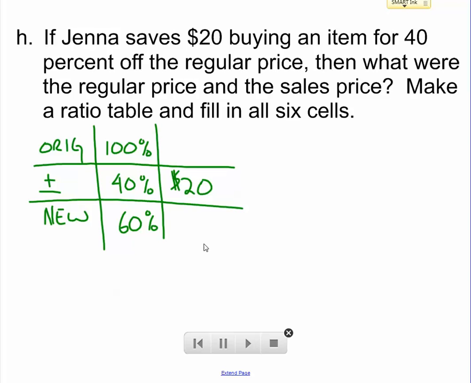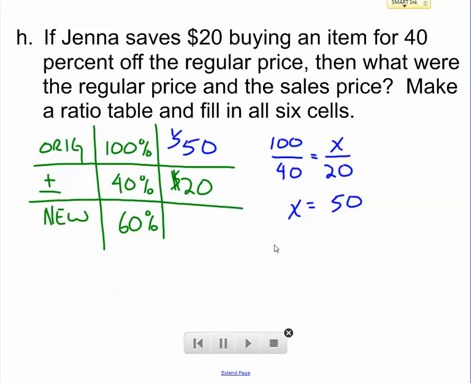So now we're going to try and find the original. And we're going to do that by doing 100 over 40 equals x over 20. I could have just done 10 over 4 there. That would have made things easy, but whatever. The original price was $50. And now I can do this again to find the new price. I don't know why I'm doing this, but whatever. I'll tell you why I'm mad at myself here in just a second. Solve this proportion, and you get $30.